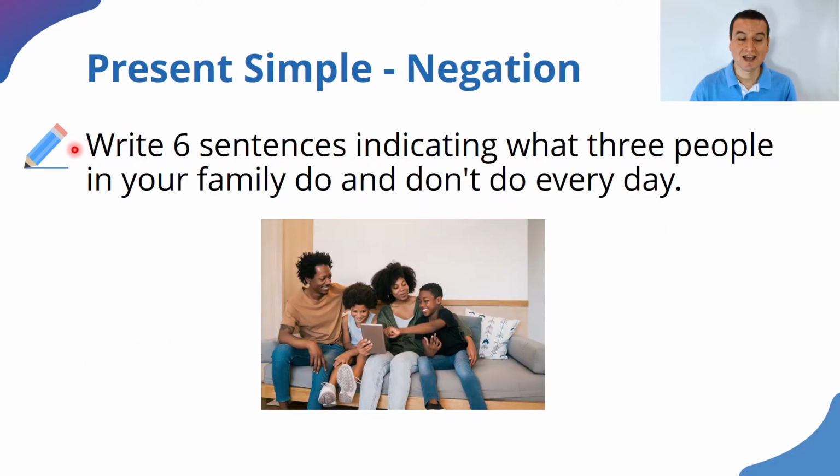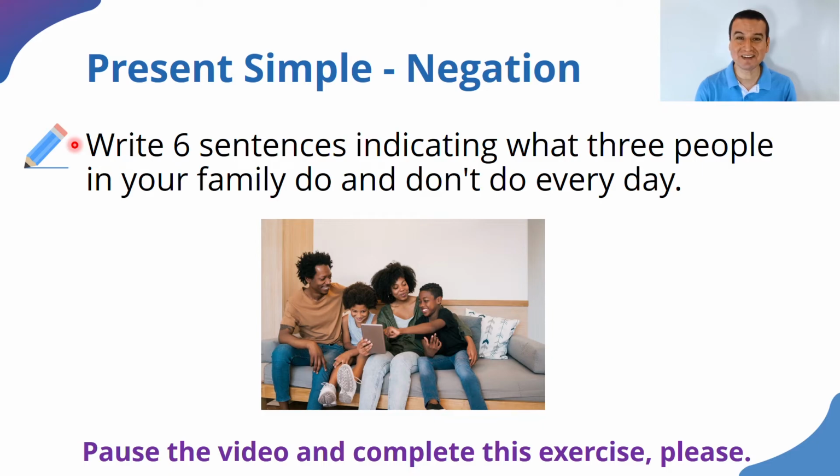Next. Write 6 sentences indicating what 3 people in your family do and don't do every day. We're going to use the present simple and 3 sentences. That will be 3 people, yes. And 3 sentences will indicate what they do and 3 other sentences what they don't do. All right, 6 in total. So I'm going to ask you to pause my video, complete the activity, and I will see your 6 sentences in a moment so we can compare them. All right, go ahead, pause my video, complete the activity.